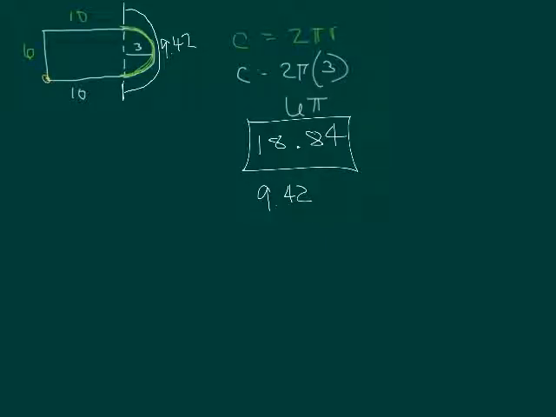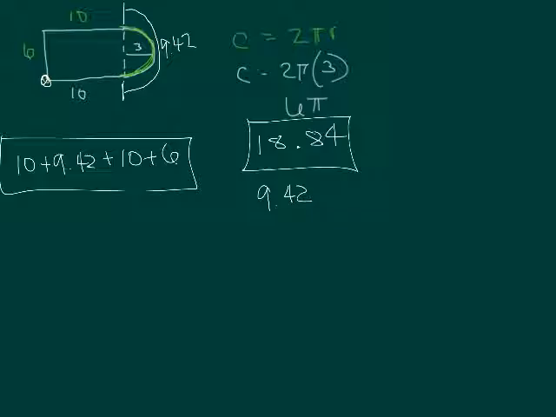So now we just have to add our numbers up. So we'll start here. So we'll take 10 plus 9.42 plus 10 plus 6. So we're going to take all those numbers, we're going to add those up, and we're going to get 35.42.